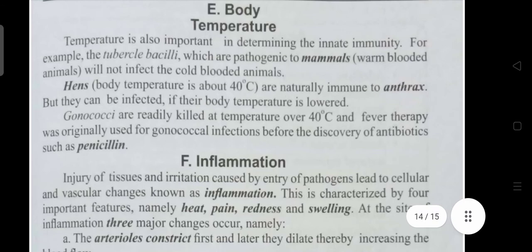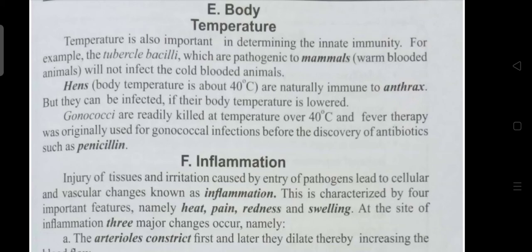This is an important point in innate immunity. Next one is body temperature. We all know that it is important in determining innate immunity. For example, tubercle bacilli, which is pathogenic to mammals, warm-blooded animals, will not infect cold-blooded animals. Tubercle bacilli only affect warm-blooded animals. It is pathogenic to us, but does not infect cold-blooded animals. Hence, body temperature 40 degrees Celsius.